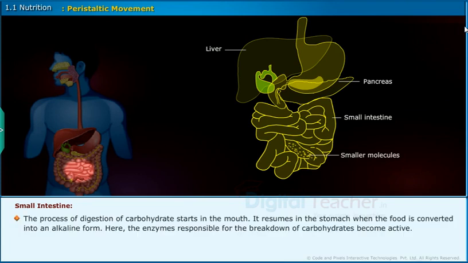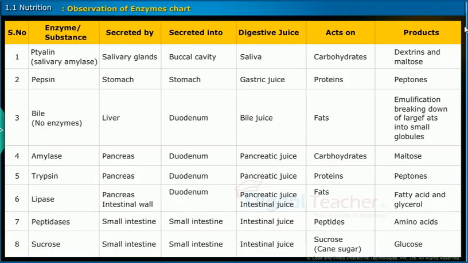The process of digestion of carbohydrates starts in the mouth. It resumes in the small intestine when the food is converted into an alkaline form. Here, the enzymes responsible for the breakdown of carbohydrates become active. The table on the screen gives information about different enzymes, digestive juices, and their functions.